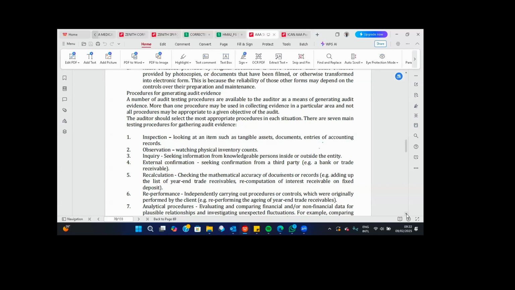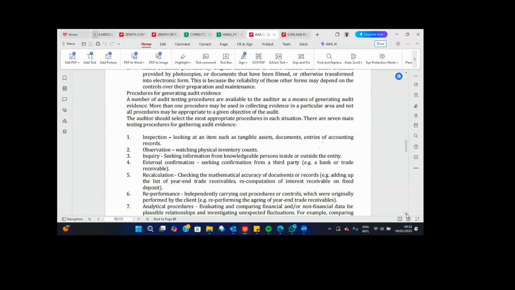Inquiry is a method of seeking information from knowledgeable persons inside or outside the entity. You're asking questions from the process owners. How is this done? How is that done? It's called inquiry. Then we have external confirmation. It's another method of obtaining audit evidence. That is seeking confirmation from a third party. For instance, you circularize your debtors. It's a type of what? External confirmation. You obtain a certificate of valuation from your valuers when you have tested your asset for impairment. It's an external confirmation. Okay? You write a letter to the bank to confirm the balances that they have. It's an external confirmation in the financial statement.